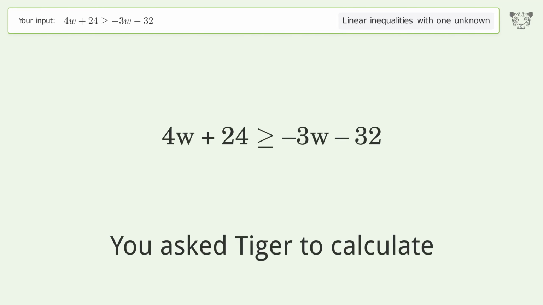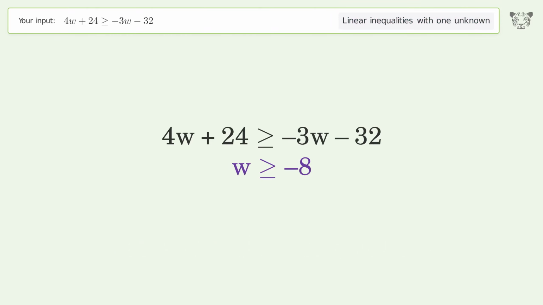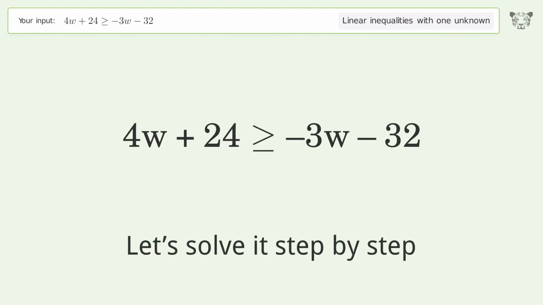You ask Tiger to calculate. This deals with linear inequalities with one unknown. The final result is w equal or greater than -8. Let's solve it step by step.